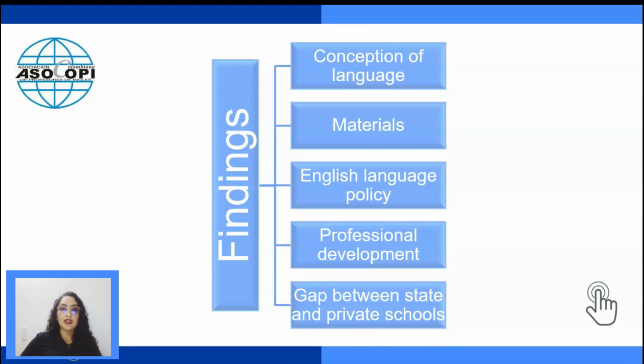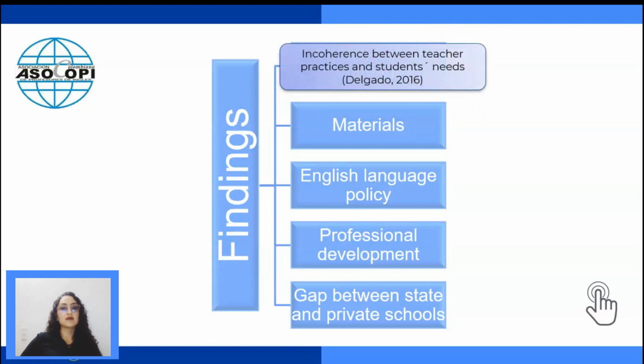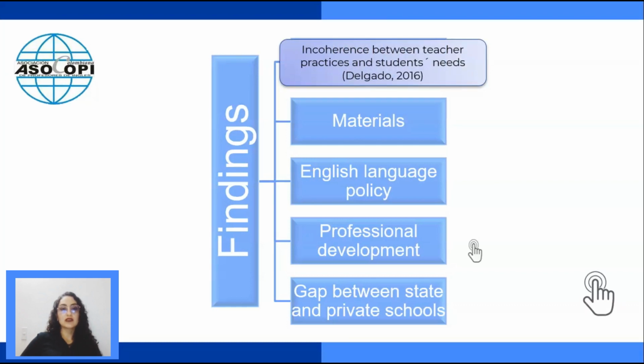Regarding the conception of language, the findings showed that there is a permanence of a structural vision of language in English classes. Learning grammar rules and vocabulary without context is still seen in primary classes. According to Delgado, 2016, there is an incoherence between teacher practices and students' needs.